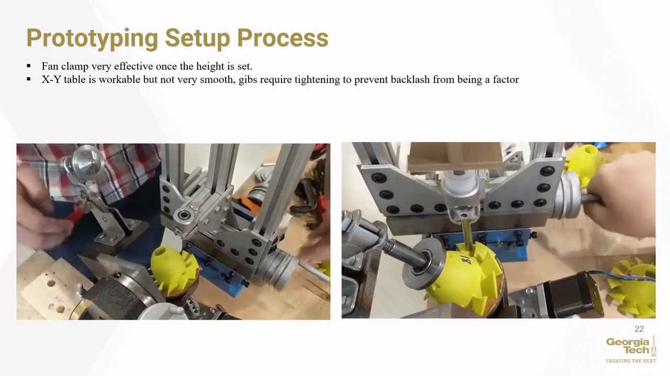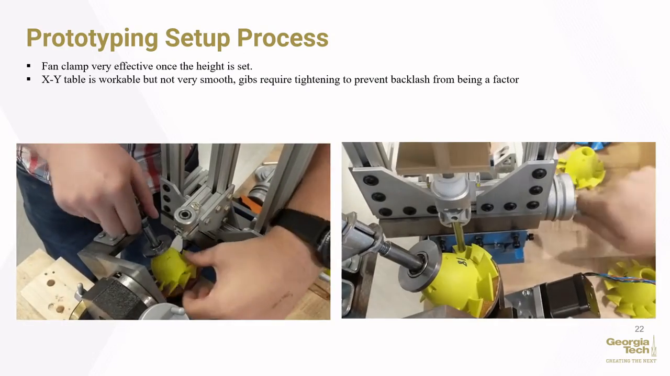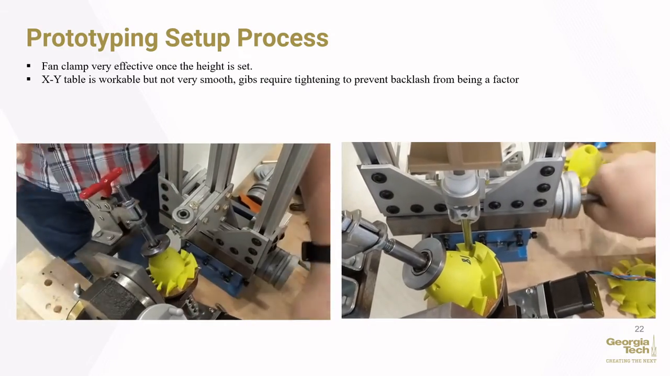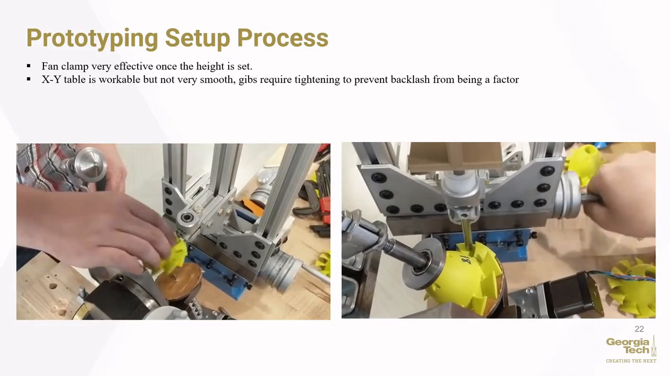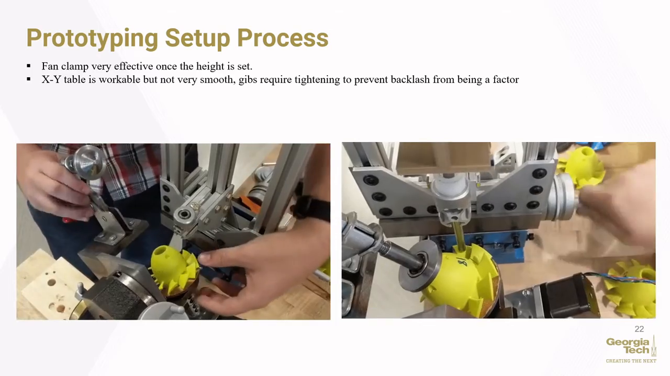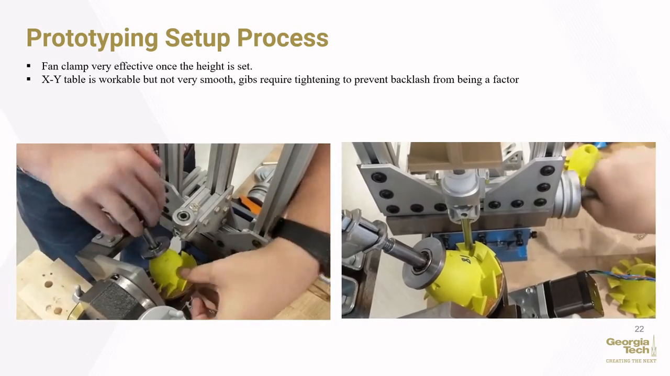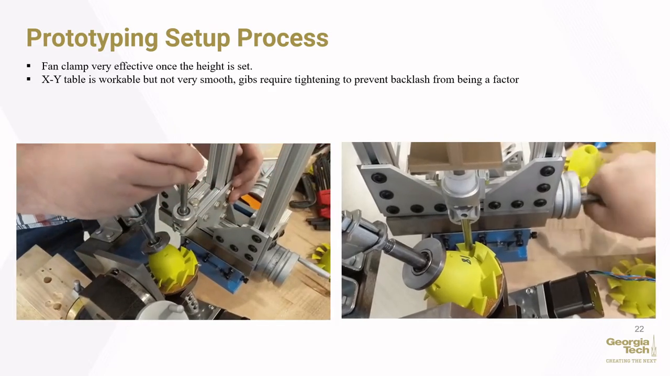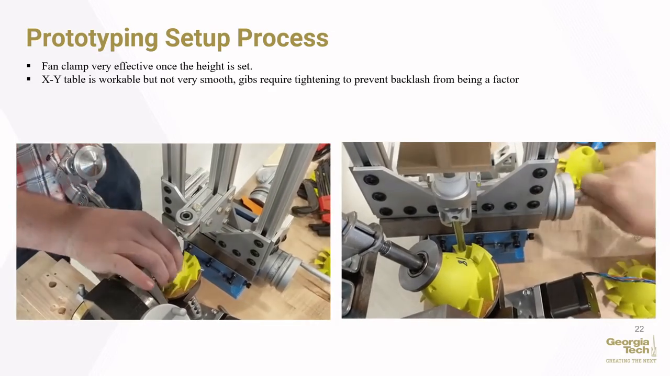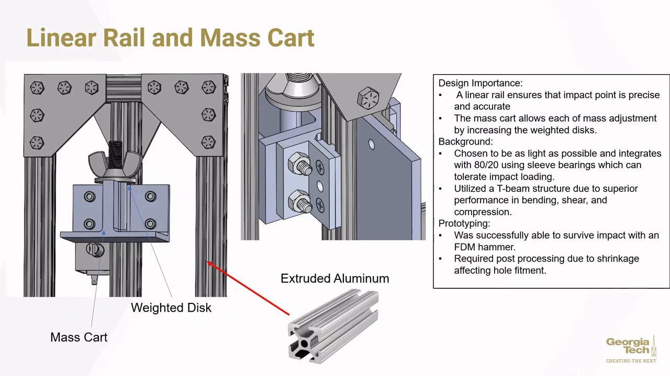The fan clamp, in practice, was very effective, but could use a few modifications, such as securing the washers to the clamp arm and also tack welding the bottom nut for ease of use. The XY table performed its job, but was not very smooth and requires manually tightening the jibs to prevent backlash from affecting results. The linear rail and mast cart were designed to be as light as possible using 80-20 extruded aluminum and a simple threaded rod to hold calibrated mast blades.